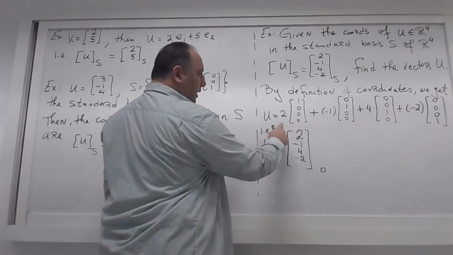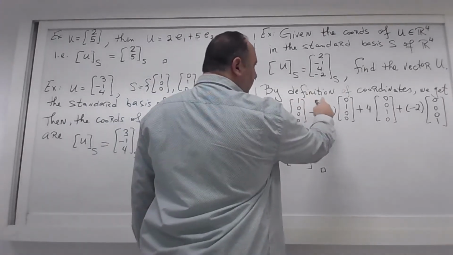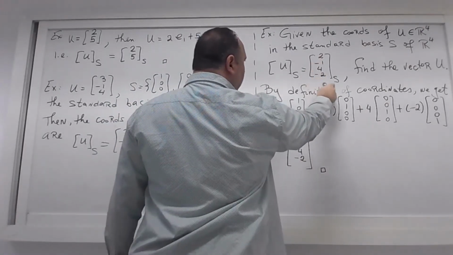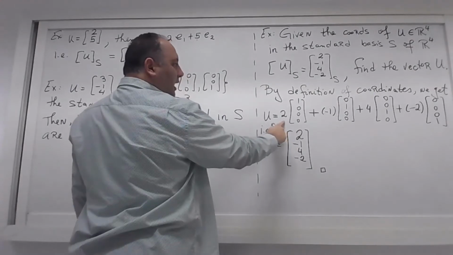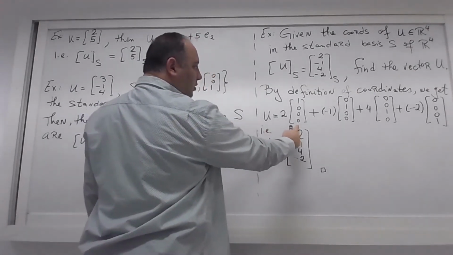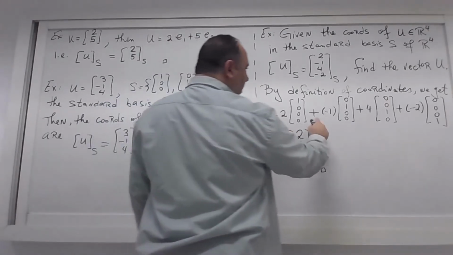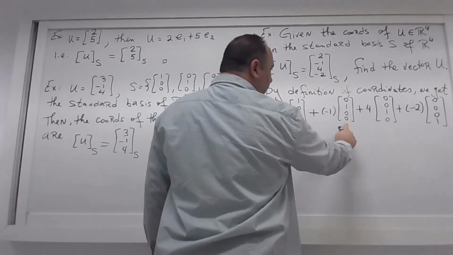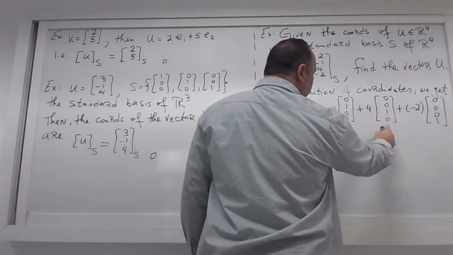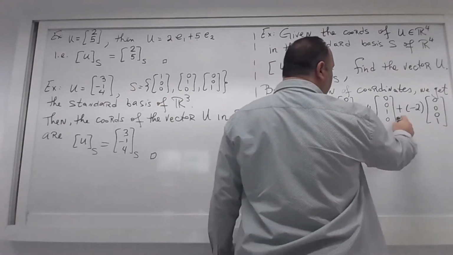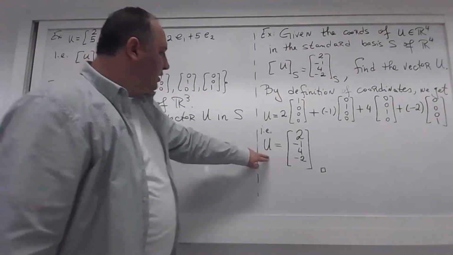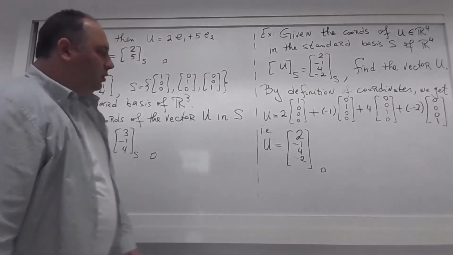So u will be a linear combination of vectors in the standard basis by definition, and these numbers here, the coordinates, are just the coefficients in front of the basis vectors. So 2 times the first basis vector in the standard basis, plus -1 times the second basis vector, plus 4 times the third basis vector, plus -2 times the fourth vector. So obviously vector u is equal to this.